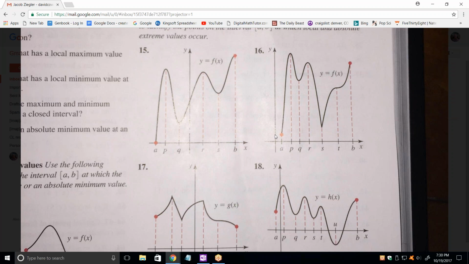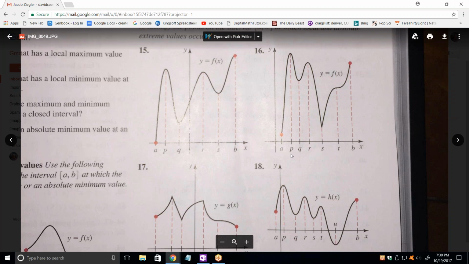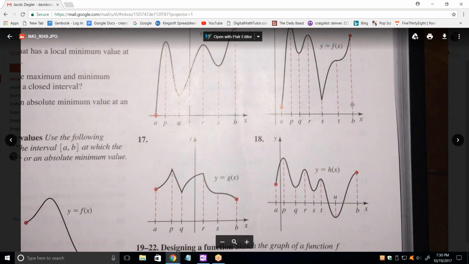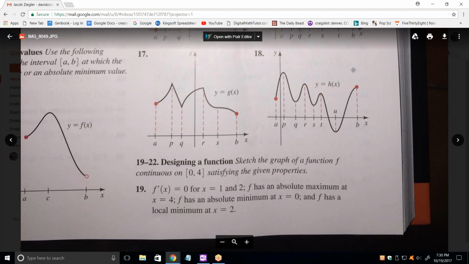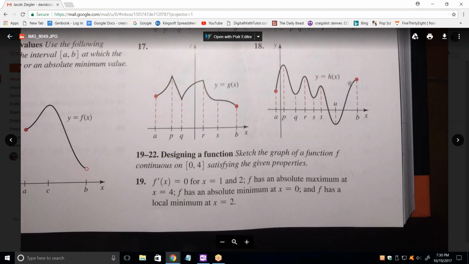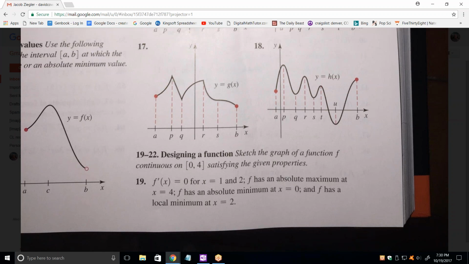Is there an absolute maximum? Yeah, it would be P. Right, f of P. It would occur when x is equal to P. Sometimes the terminology here is a little strange. Sometimes they look for their answers in terms of x, and sometimes they look for it in terms of y. Yeah, that's weird. 17 is pretty straightforward, so is 18. Should we look at 19?